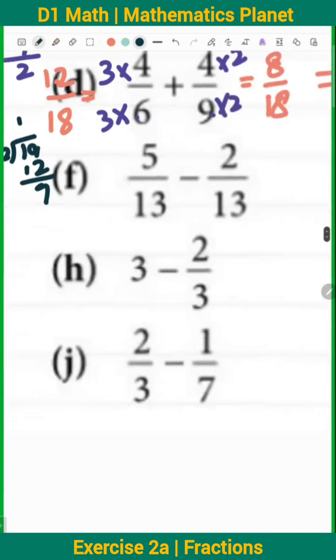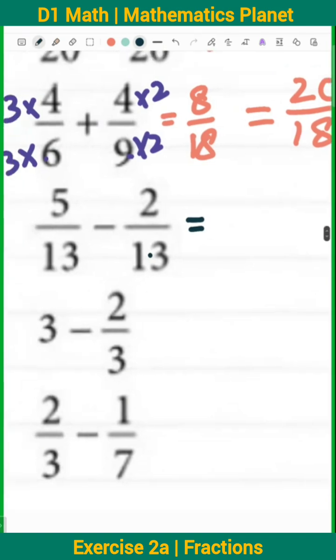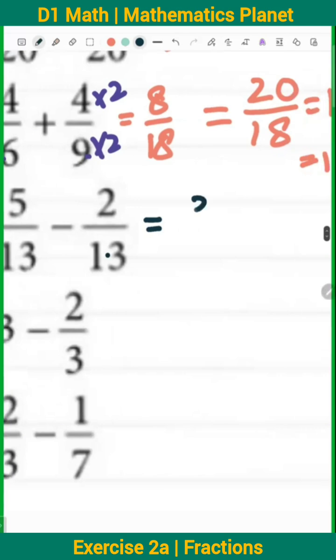Easy. This is the easy one. You have the same denominator, so everything is done for you. 7 upon 13. 3 by 13.